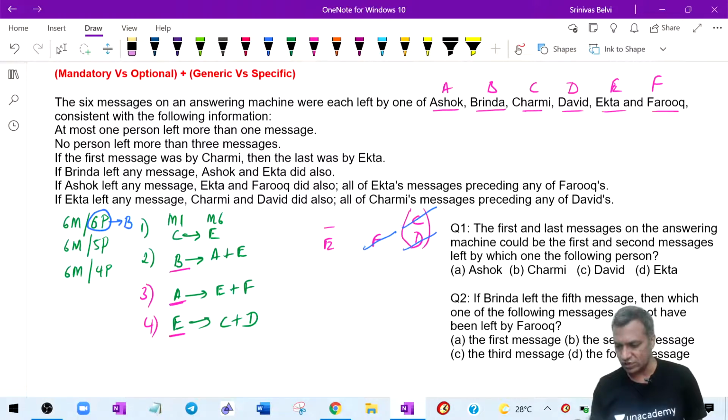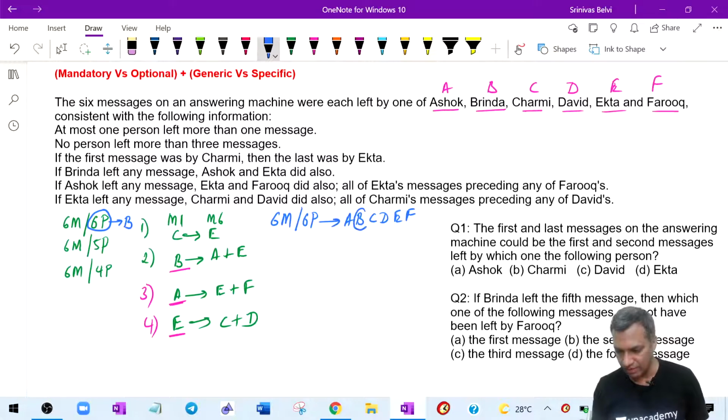Fair enough. All right. Now let's see this. If all six are there, let me write that in perspective. Six messages by six people means A, B, C, D, E, and F. This happens only when B sends a message. That is the thought. This happens the moment B is there. 100% confirmed that everybody has sent a message here.